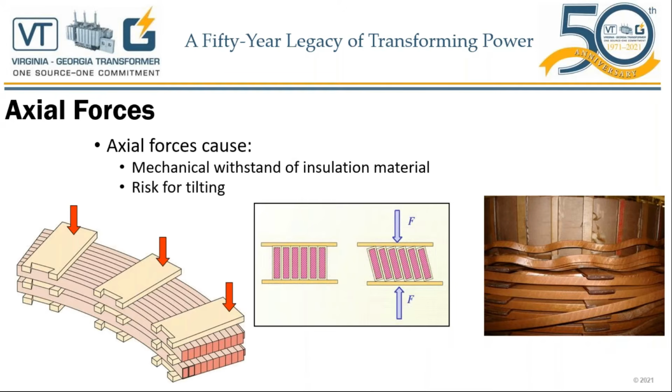Here are some more examples of axial forces causing mechanical withstand of insulation material and the risk for tilting. If you look at the picture on the right side, that is not how a conductor is supposed to look like, and that's not how it looked like when it left the factory, I'm sure. But in this case, now there's a difference between tilting versus bending. Why? Remember the Y factor? I said earlier, the tilting could be due to a manufacturing defect. The bending could be due to, once again, the hardness of the conductor. Could be design or could be the supplier.